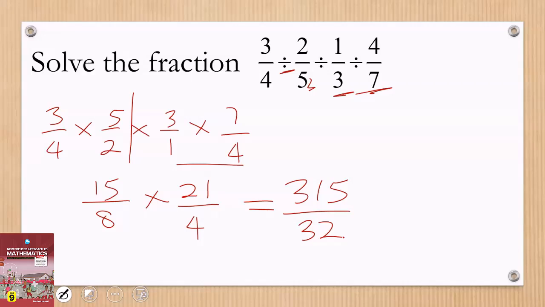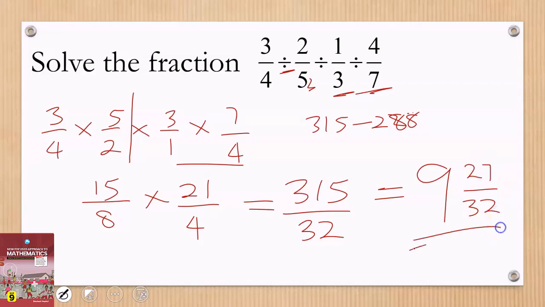And so we just convert it to an improper fraction. 32 can divide 315 as 9 whole number. Then when we do 32 times 9, that will give us 288. So 315 minus 288, and when you do that subtraction, you have 27 over 32. And so our answer for this division is 9 whole number 27 over 32.